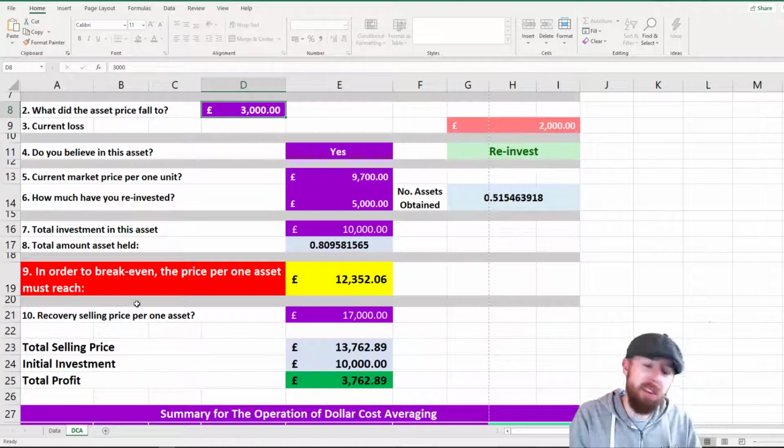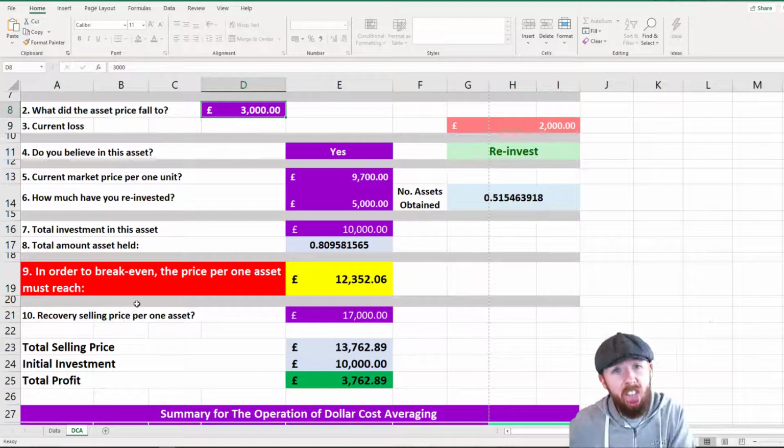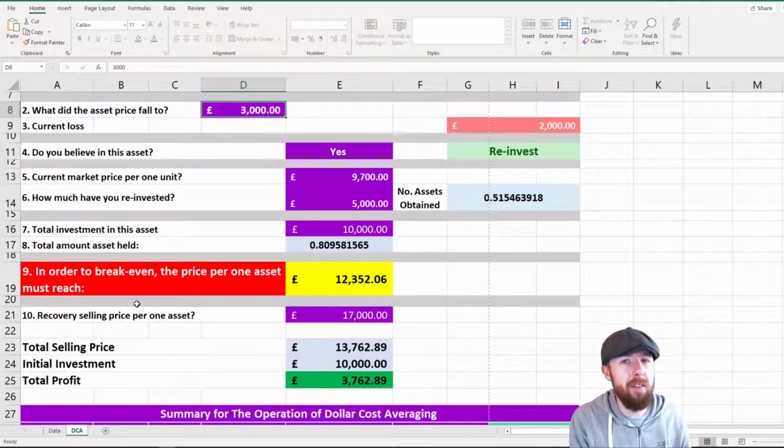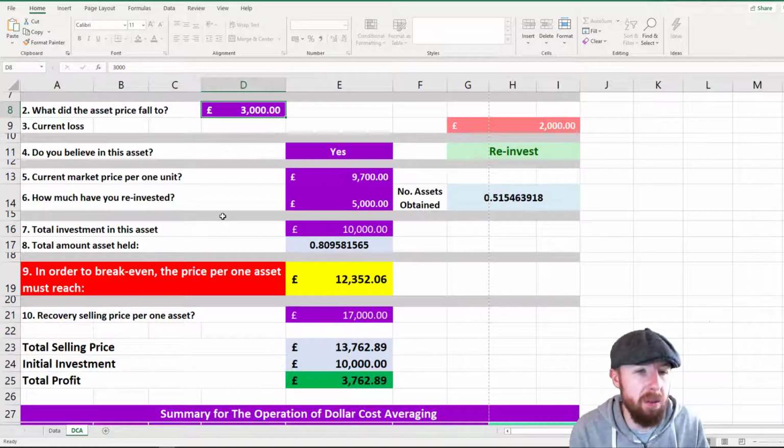Why? You must do your research on any coin that you do. Even if you bought it 2 years ago, redo your research. Make sure the developers are still developing, still working, still doing the same thing, and the use case is still the same. All that stuff, right? It's got to be the same thing. The current market value of it is now 9,700, which we know about. You want to reinvest another 5,000, right?